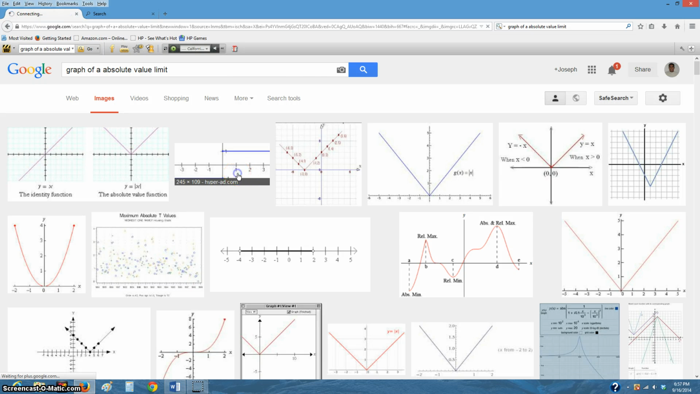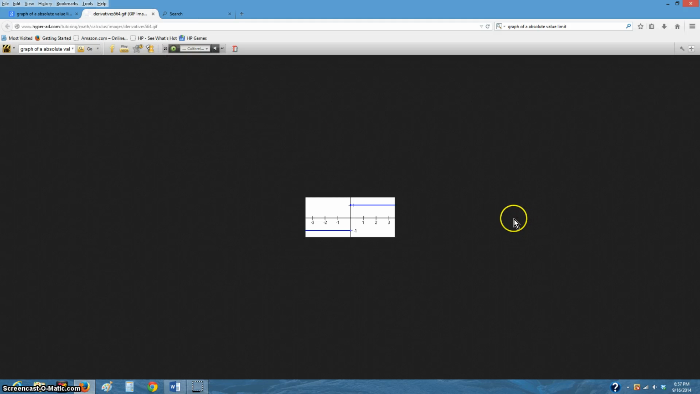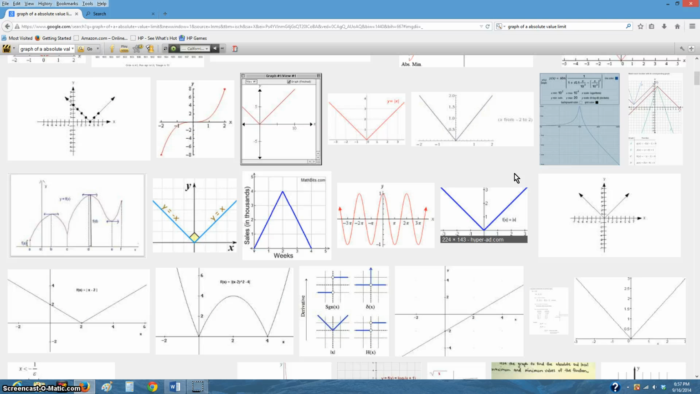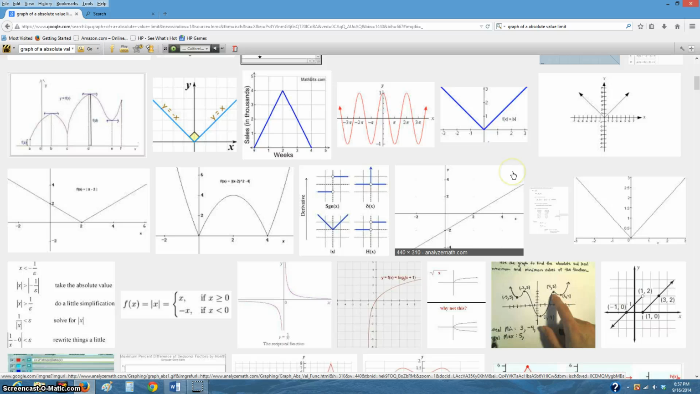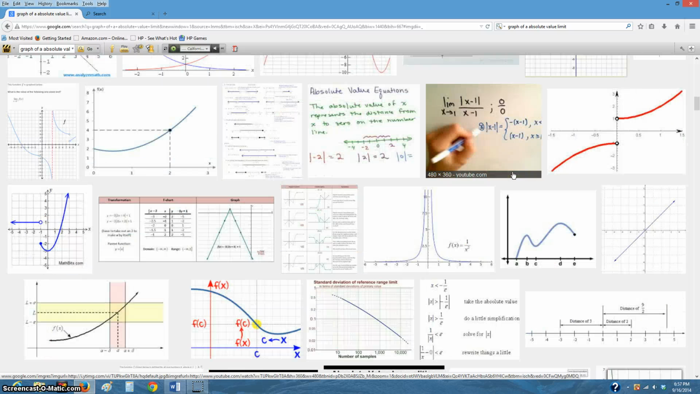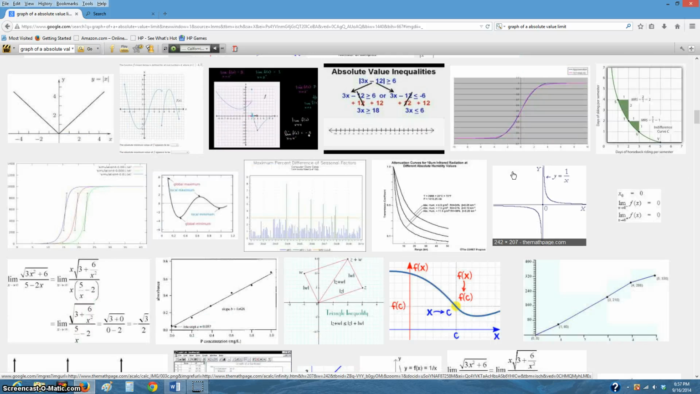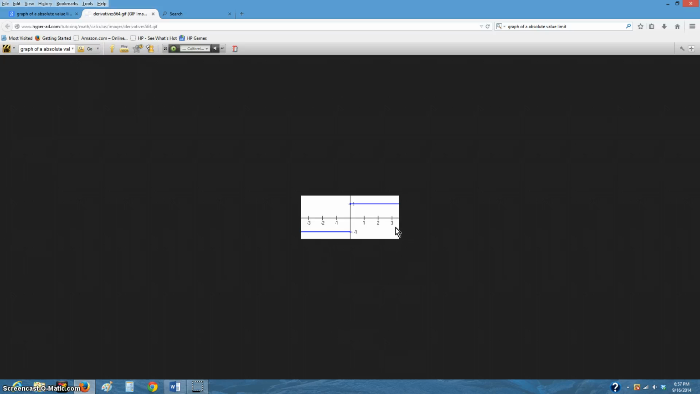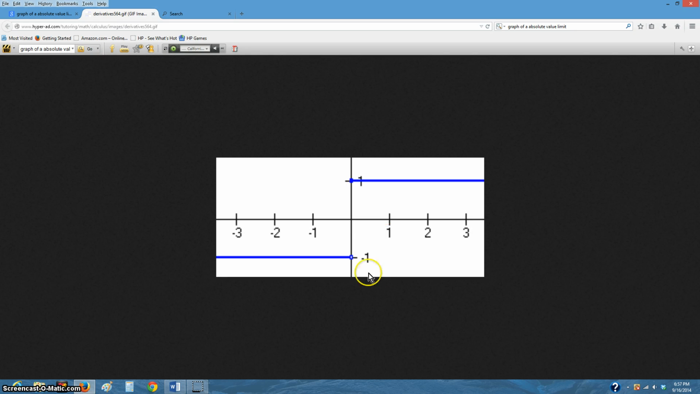Okay, so when we're discussing limits of an absolute value, let's see if I can find a better one. I don't think I can find a better one, so we'll deal with that one. Remember that when you're discussing limits of absolute value, you have something like this where, remember, you had two cases.